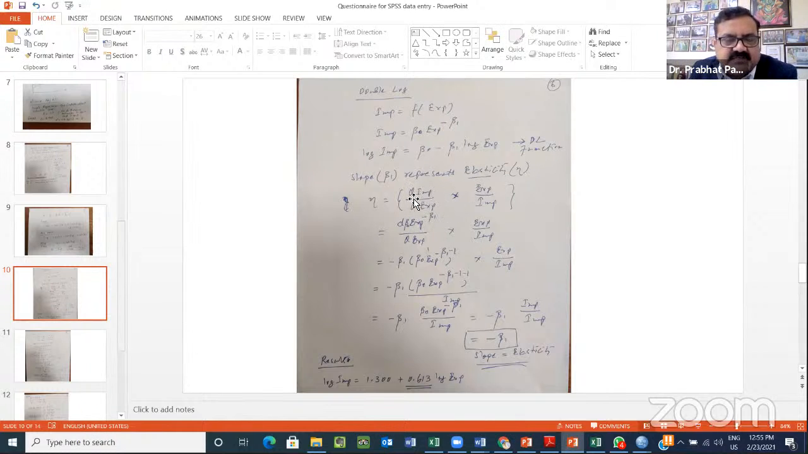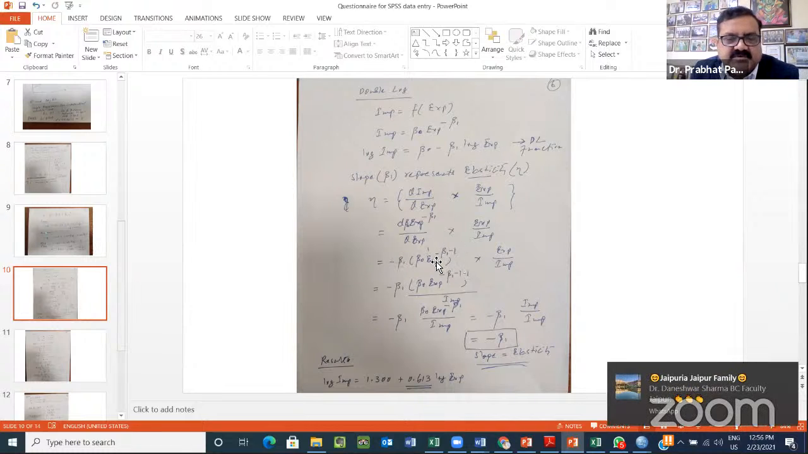To take the derivative, I'm just replacing IMP with the formulation which I gave you here: beta 0 exp to the power minus beta 1, a non-linear formulation. I have just substituted it in place of IMP. In the next step, the first derivative of this has been obtained, which is going to be minus beta 1 beta 0 exp to the power minus beta 1 minus 1. So this is going to be the first derivative of this IMP.